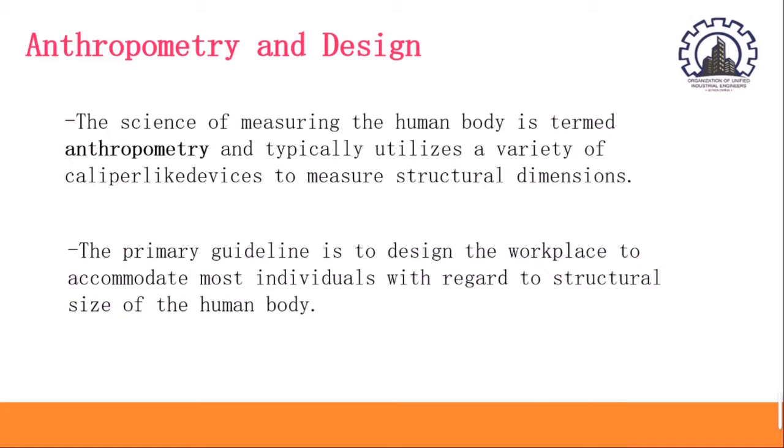Anthropometry is rooted from the words anthros or anthropos, which mean man or human, and meter, which means to measure. Anthropometry is the science of measuring the human body and typically utilizes a variety of caliper-like devices to measure structural dimensions. Examples of which are stature and forearm length.